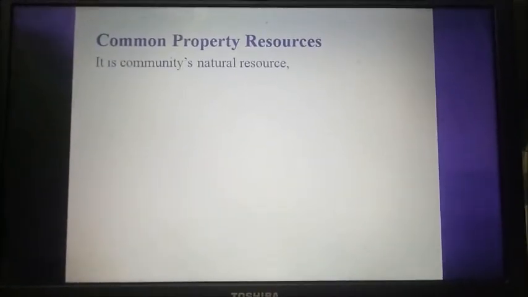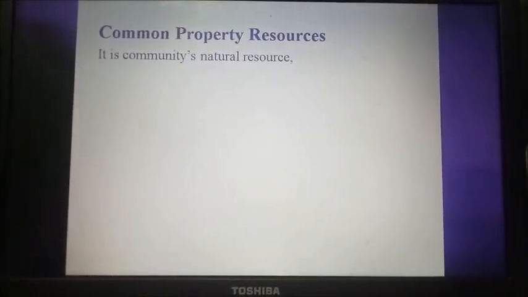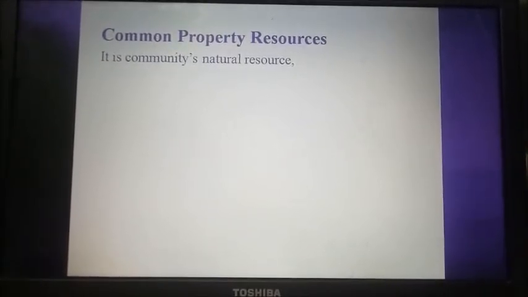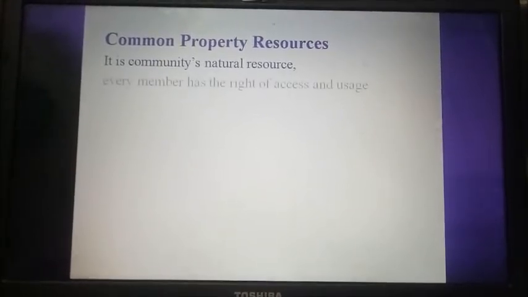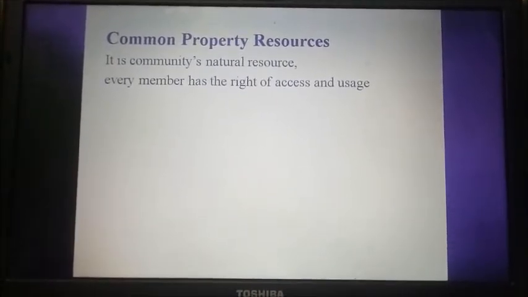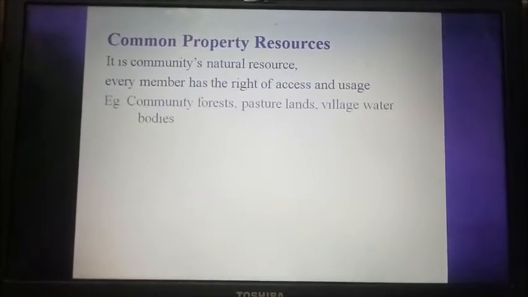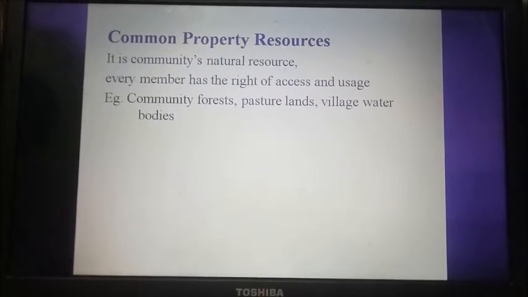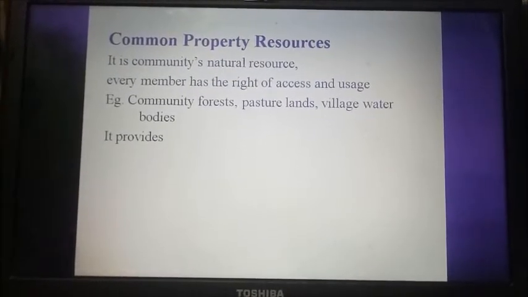Now, common property resources, what does it mean? Common, which is common for everyone to use. It is a property which everyone can use, and it's actually a resource. It is the community's natural resource where every member has a right to access and usage. Common community forest, pasture lands, village water bodies. These are examples of common property resources.